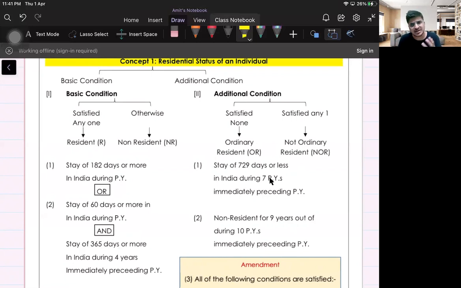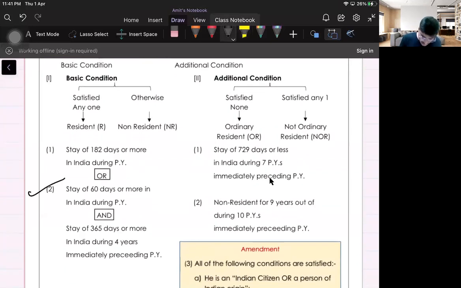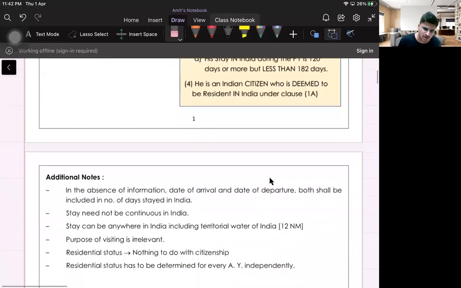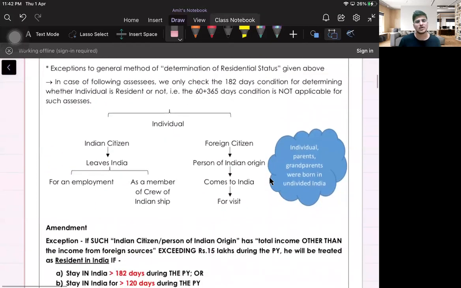Perfect. But in certain exceptions, the second basic condition will not be applicable. In certain cases and in certain exceptions, the second basic condition will not be applicable. So, sir, which cases are these? There are three cases in all, in which the second basic condition is not applicable at all. Only the first basic condition is applicable.